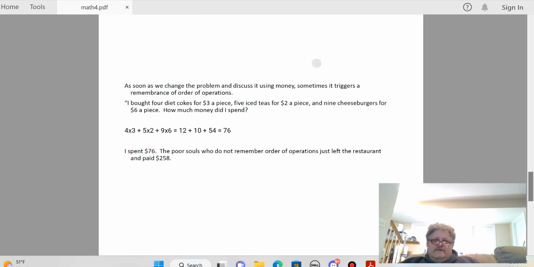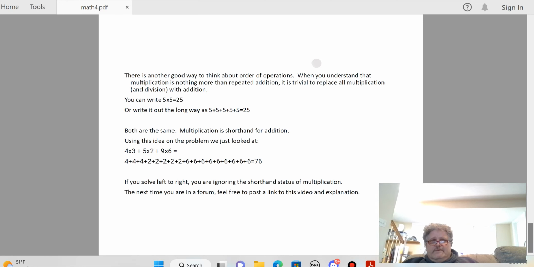Okay, I was generous. I like my friends, whatever. The poor souls who don't remember order of operations just left the restaurant and they paid out $258 and they felt really good about it because they know how to do math, or they think they do. So, right there, they spent 258 bucks because they went left to right. So that's totally wrong.